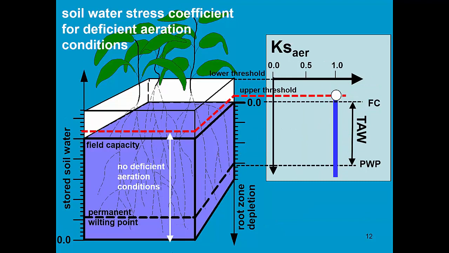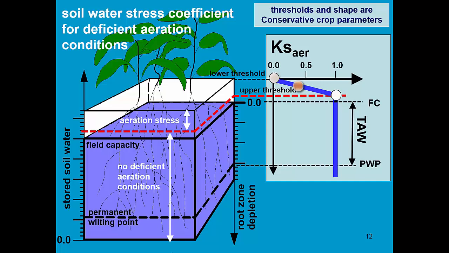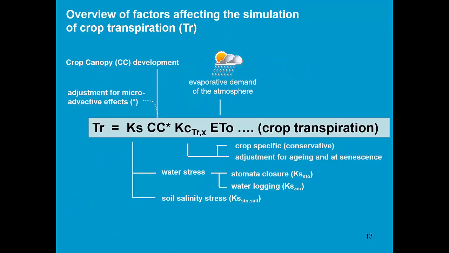We have also the soil water coefficient for deficient aeration condition. Here it is when the water content is above a threshold. Then the Ks coefficient becomes smaller than 1 and the transpiration reduces up to 0. This slide gives an overview of all the factors affecting the simulation of crop transpiration.